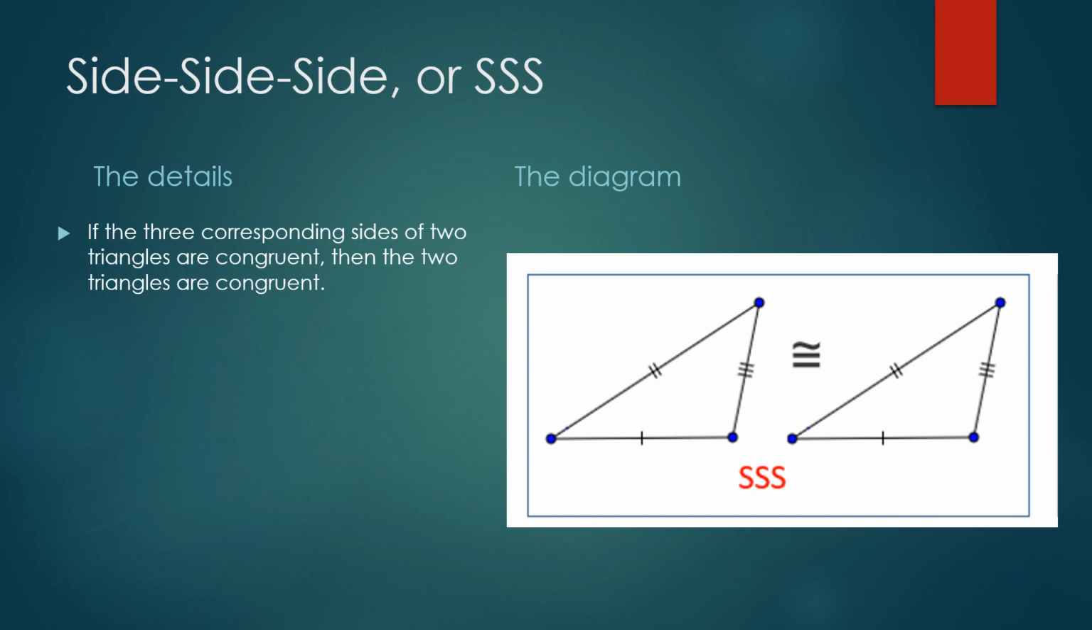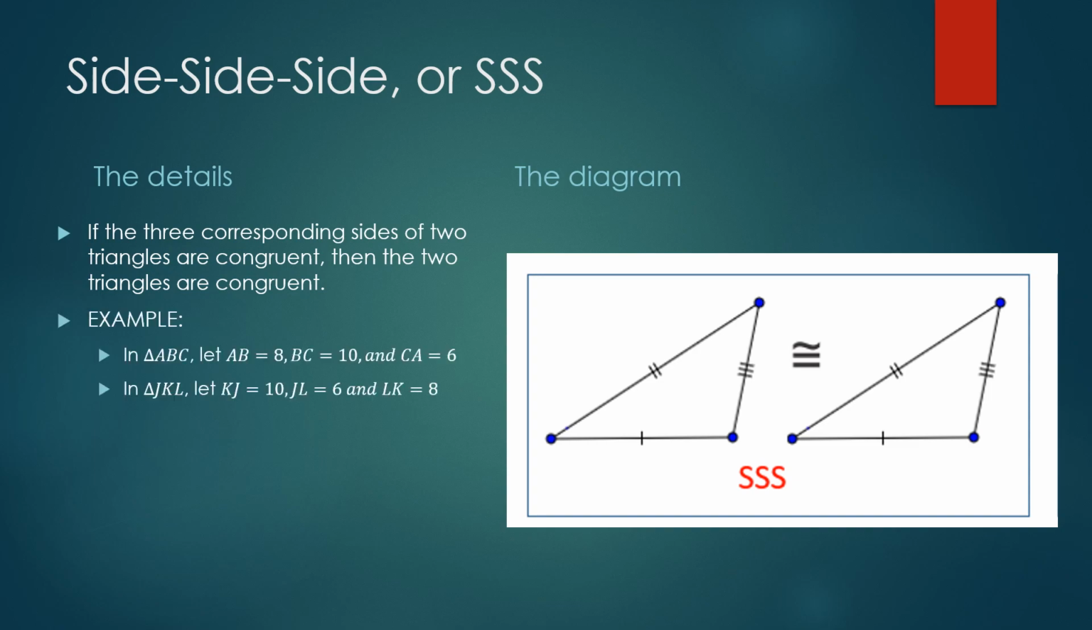Side, side, side. Probably the easiest one, it shows that the 3 corresponding sides of 2 triangles are congruent. So if the 3 corresponding sides of 2 triangles are congruent, then the triangles themselves are congruent. In other words, if the sides are congruent, it forces the angles to also be congruent. If this side is congruent to this side, and this side is congruent to this side, and this side is congruent to that side, it forces the triangles altogether to be congruent. So let's look at a quick example.